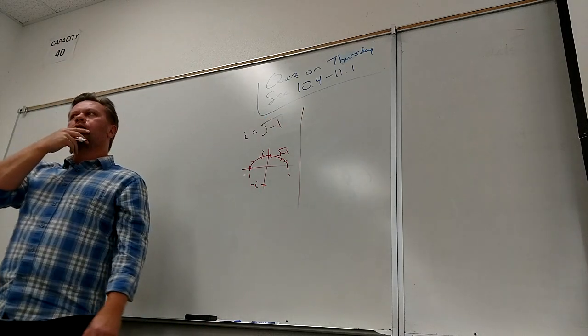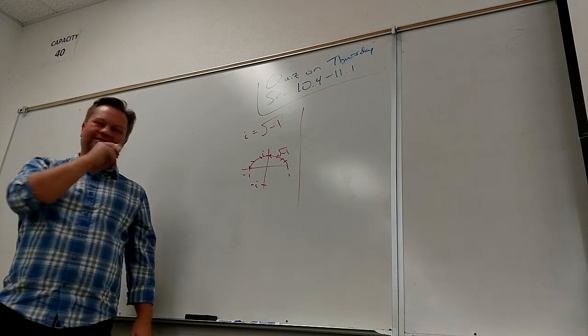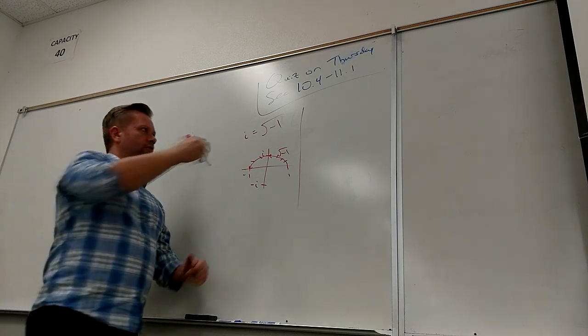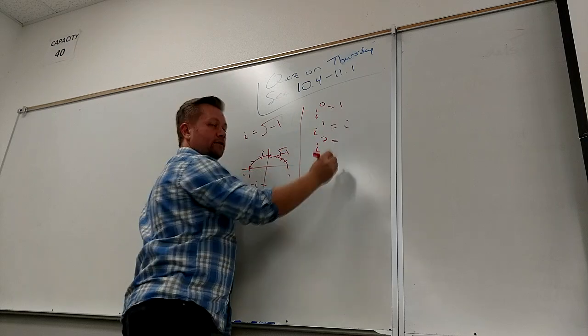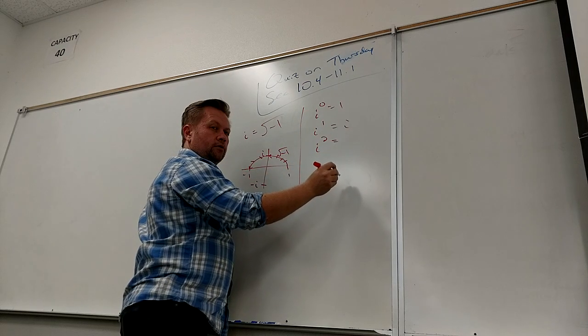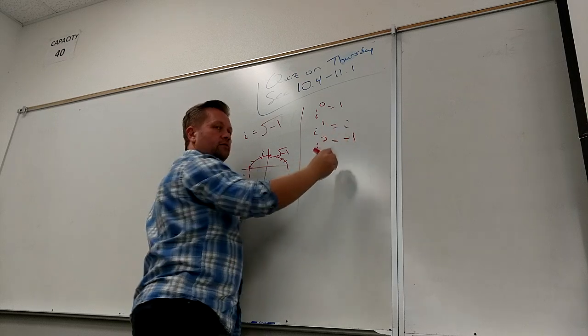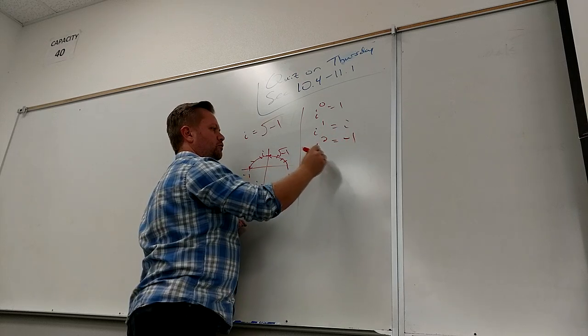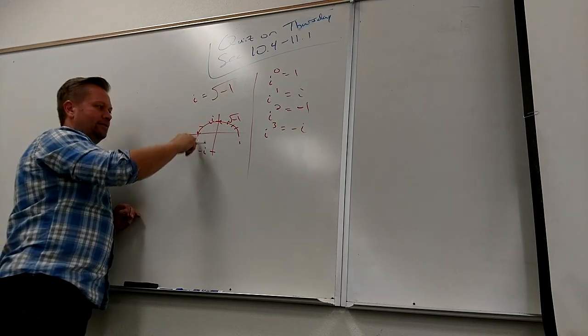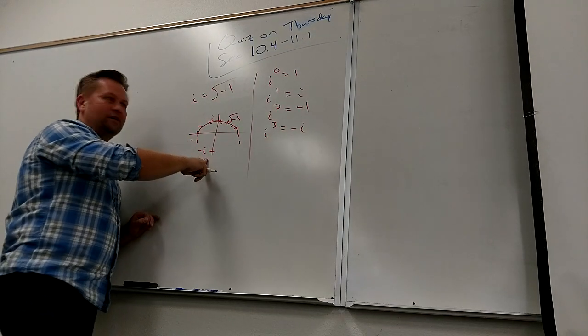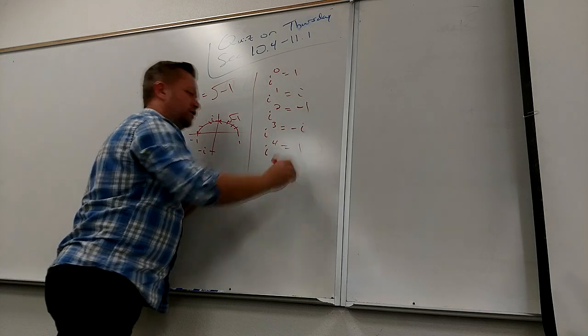I like that. Math inherently has a beat. So i to the 0 is 1, i to the first is i, i squared is? 1. No, -1. And then i cubed is -i. See, 1, i, -1, -i. And then i to the 4 starts over again.